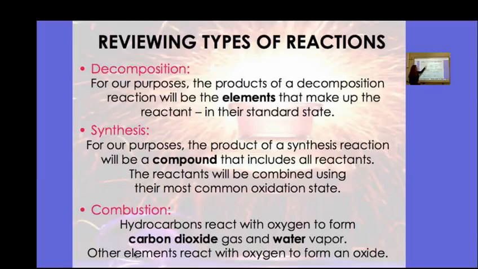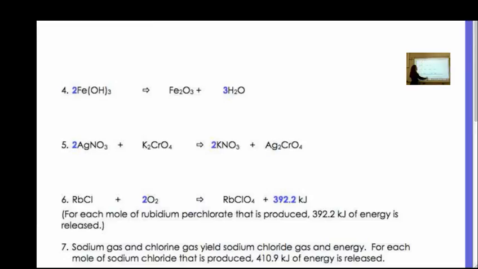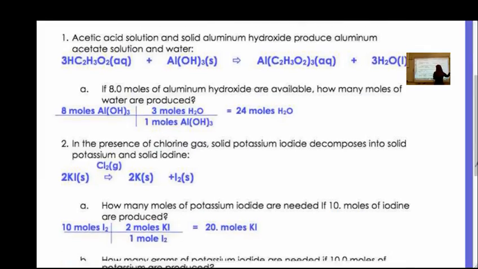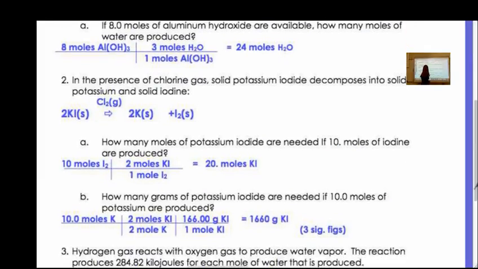Decomposition, for our purposes, the products of a decomposition are going to be the elements that make up the reactant in their standard state. So how do you recognize a decomposition reaction? You only have one reactant. If you look at worksheet 3, question number 2, in the presence of chlorine gas, solid potassium iodide. Here I only have one reactant.